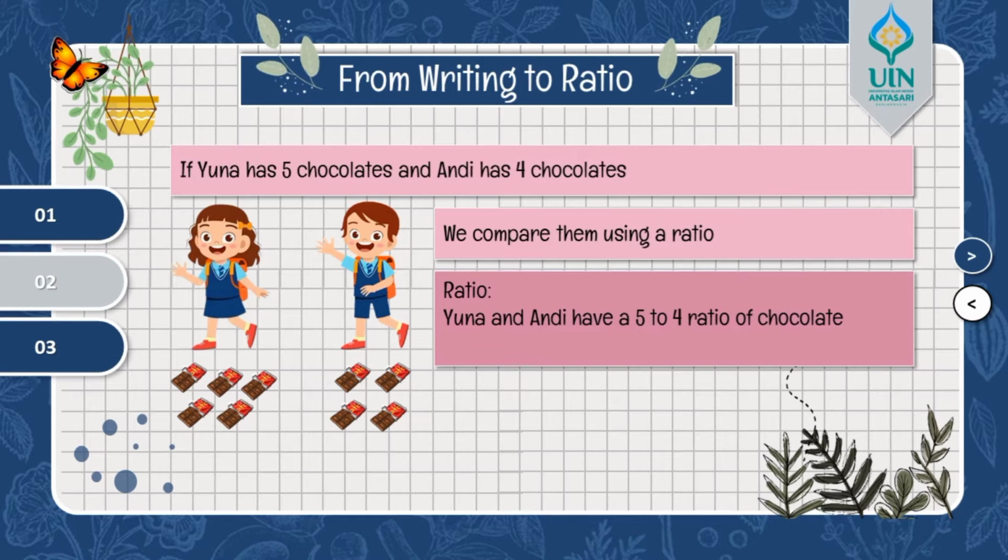So when we get a word problem and it says Yuna has 5 chocolates and Andy has 4 chocolates, write it as a ratio. You could write it as 5 to 4, 5 colon 4, or 5 over 4. That's the ratio of Yuna's chocolates to Andy's chocolates.